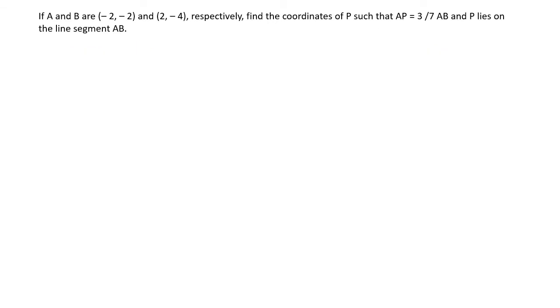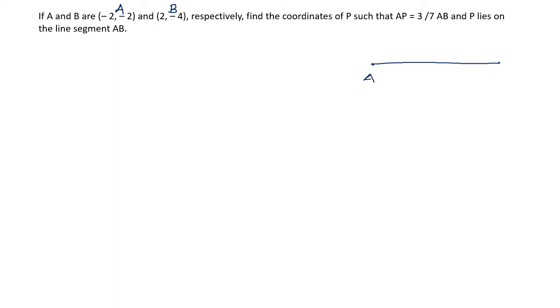Now see the next one. If A and B are, this is point A, minus 2, and point B is 2, minus 4. If A and B are respectively the coordinates of P such that AP is equal to 3 by 7 AB and P lies on the line segment AB. So there is a line segment AB.